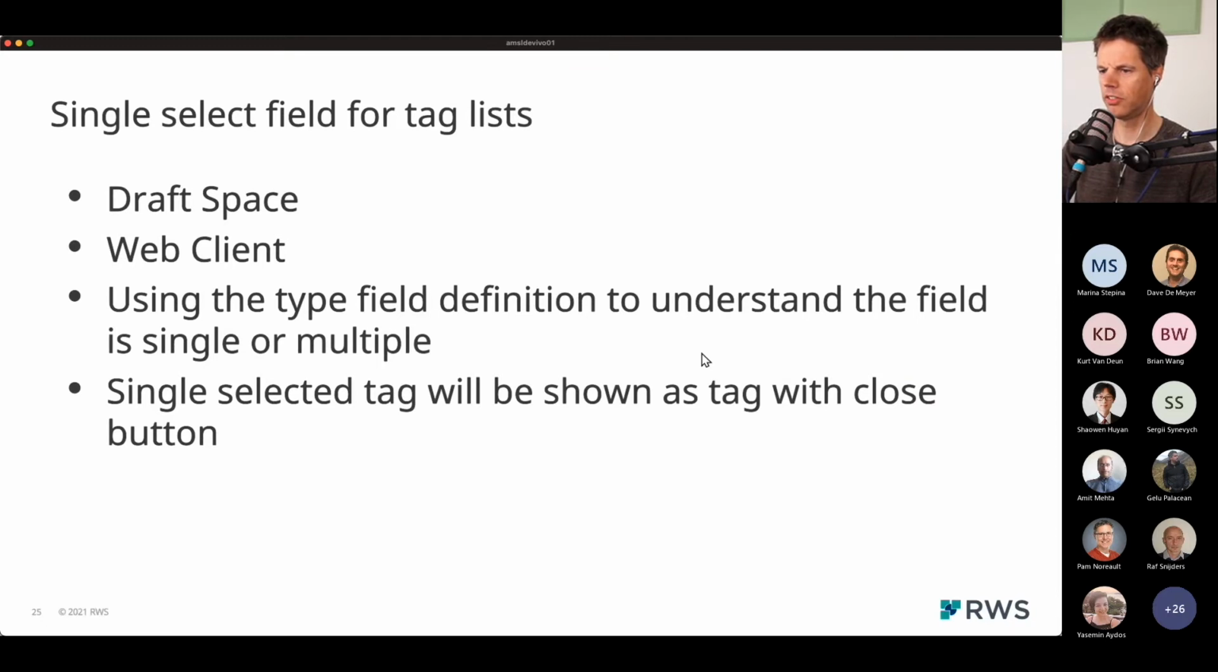While still working on the semantic AI, we also noticed something about multi-value fields, and for the single field, we also tried to improve it a little bit in the draft space in the web client. We use the field definition to understand if it's a single or a multi-field, and based on that, people can only select a single tag in that particular field. So a small improvement.